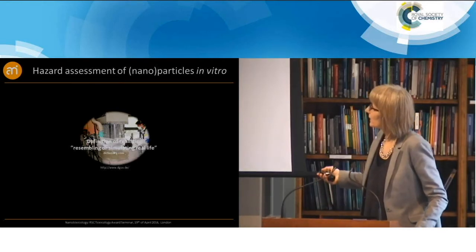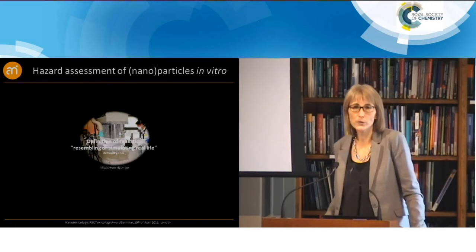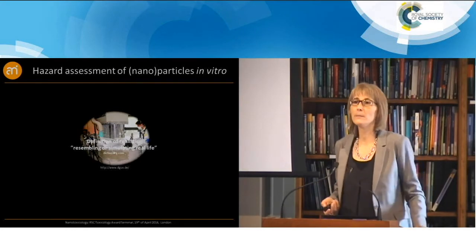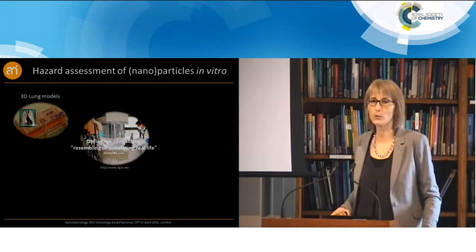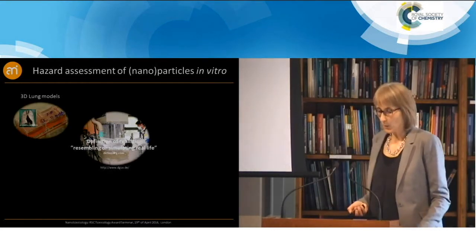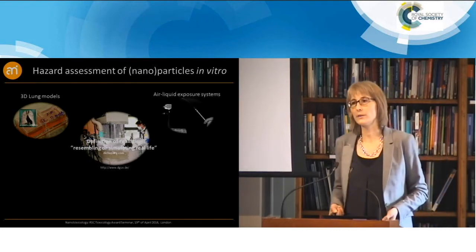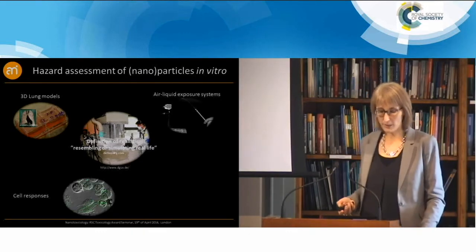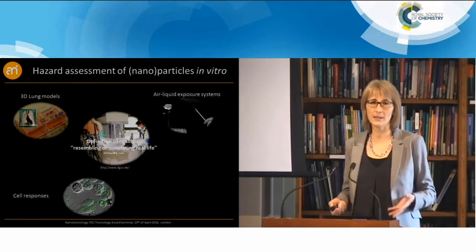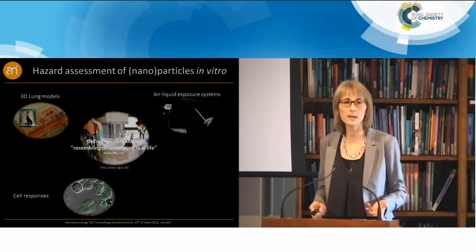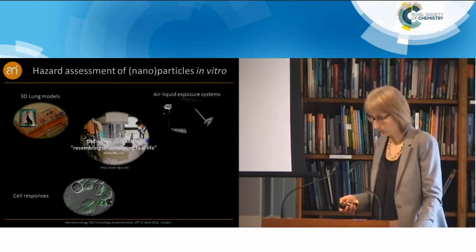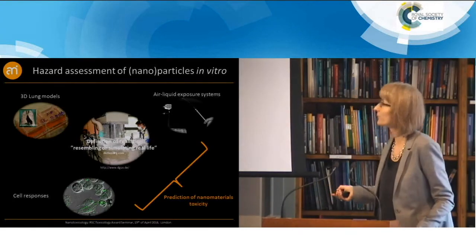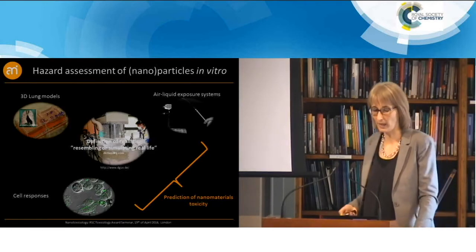So let's take this example, a worker exposed at a working place to engineered nanomaterials. How can we very realistically mimic the exposure? So first, we need, of course, a good 3D lung model. We need also to expose these lung cells to an aerosol, so we should try to avoid the conventional suspension cultures. And then, of course, we need relevant cell response endpoints like oxidative stress, inflammation, genotoxicity, and all these different assays to have a good prediction of nanomaterial toxicity in the lung.